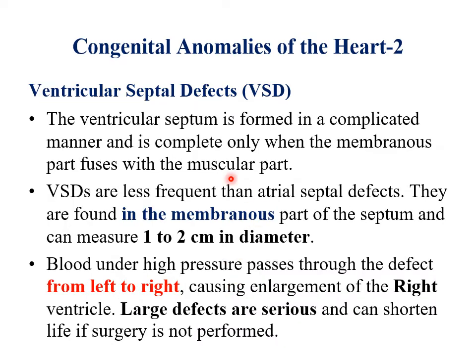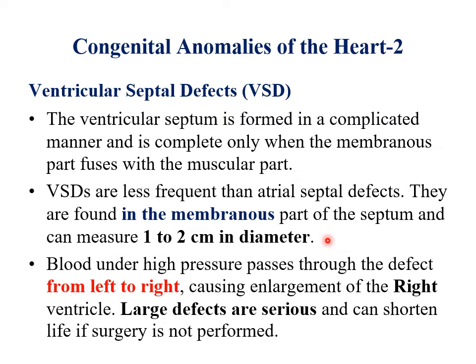The second congenital heart disease is the ventricular septal defect, VSD. The ventricular septum, as we know, is formed partly of muscular part, most of it, about two-thirds, and one-third is the membranous part. VSD is less frequent than atrial septal defect and is found in the membranous part of the septum.